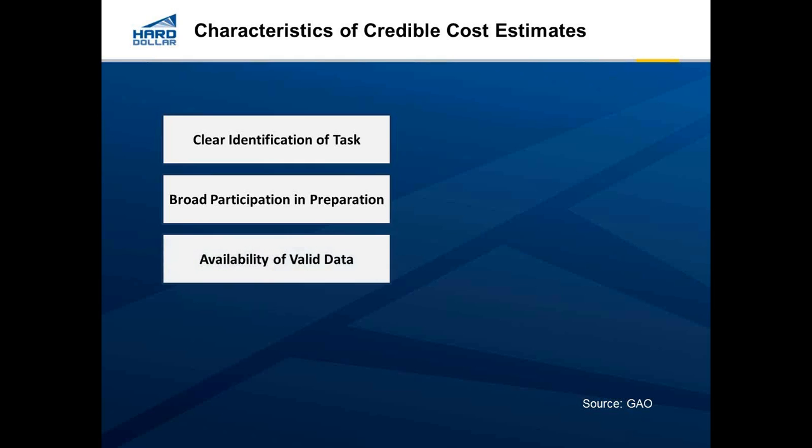Now, as the estimate starts to get put together, one common theme among all the truly credible cost estimates is that they're based on availability of valid data. In other words, what resources are at the estimator's disposal to confirm and make sure that his assumptions are based on fact as much as possible.